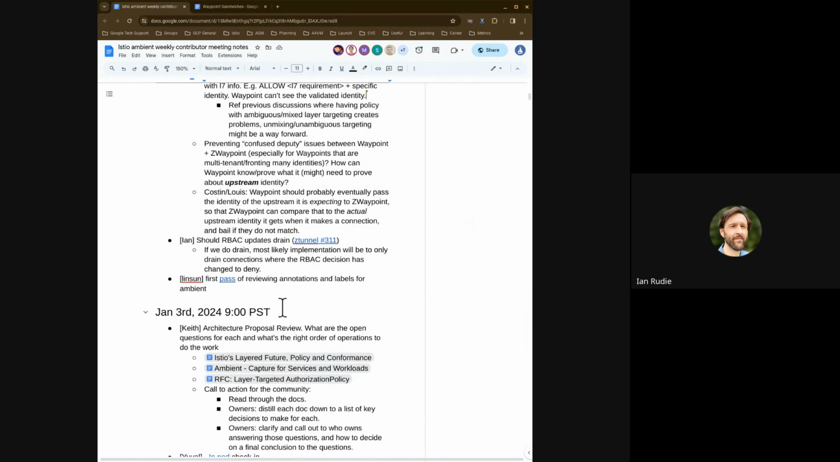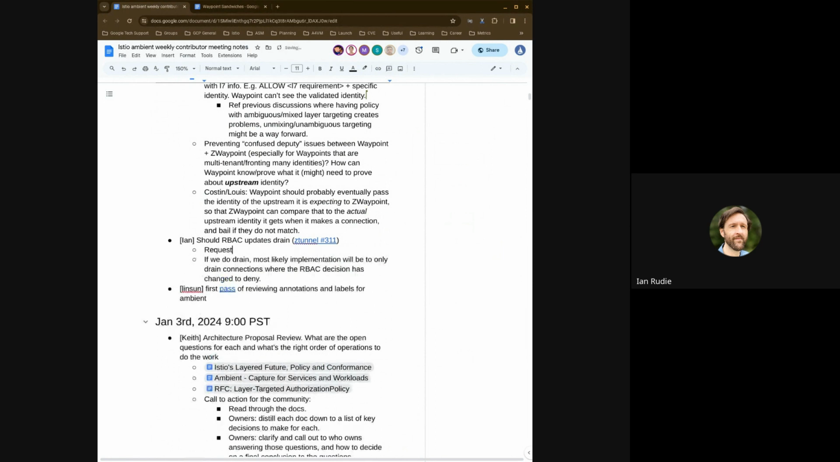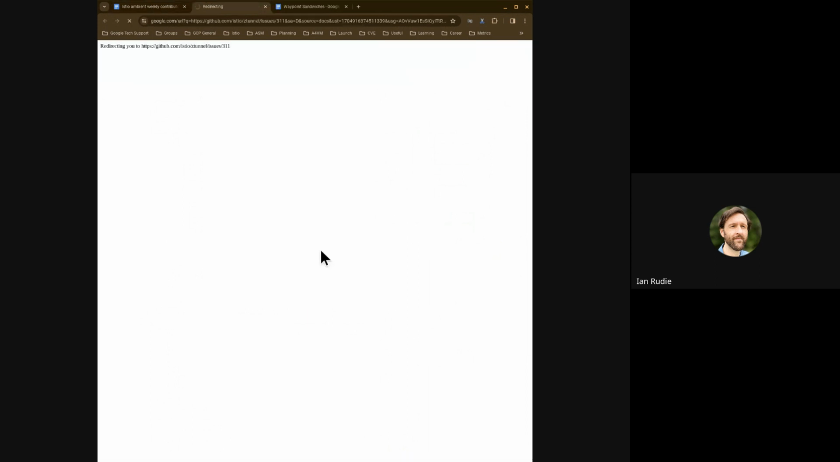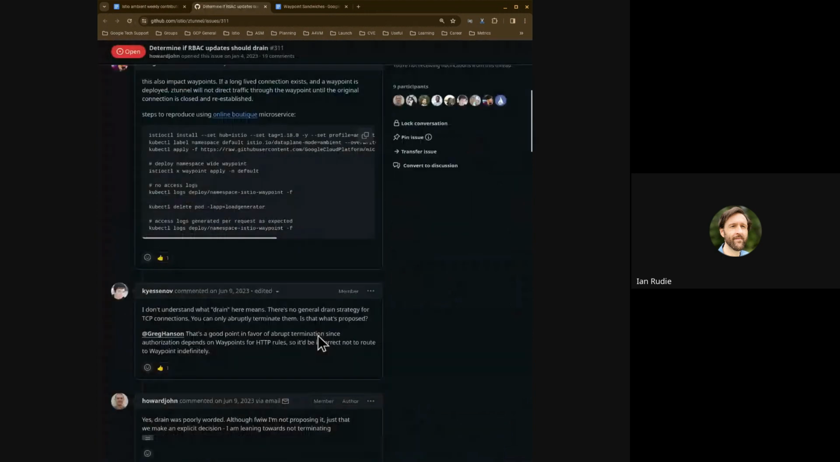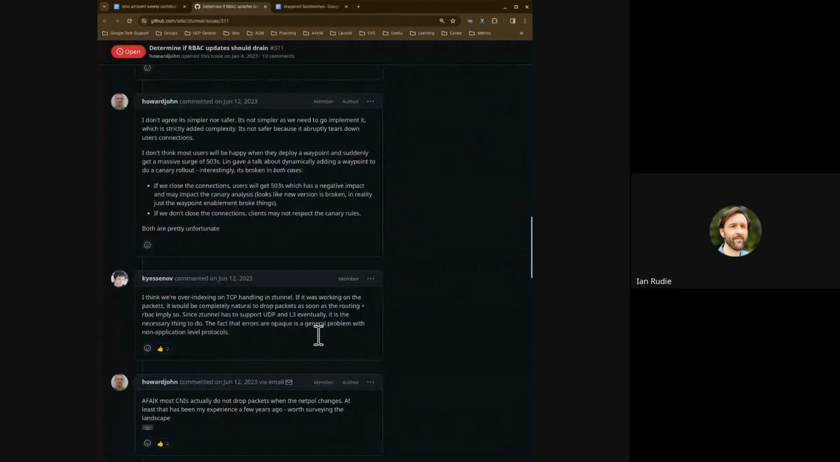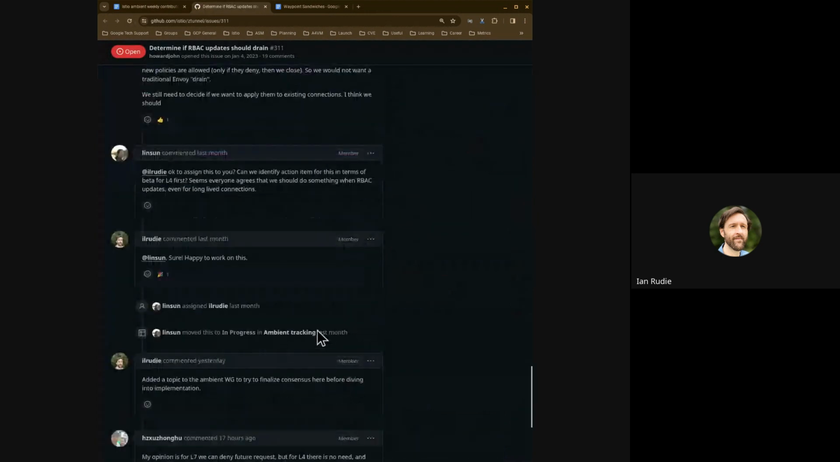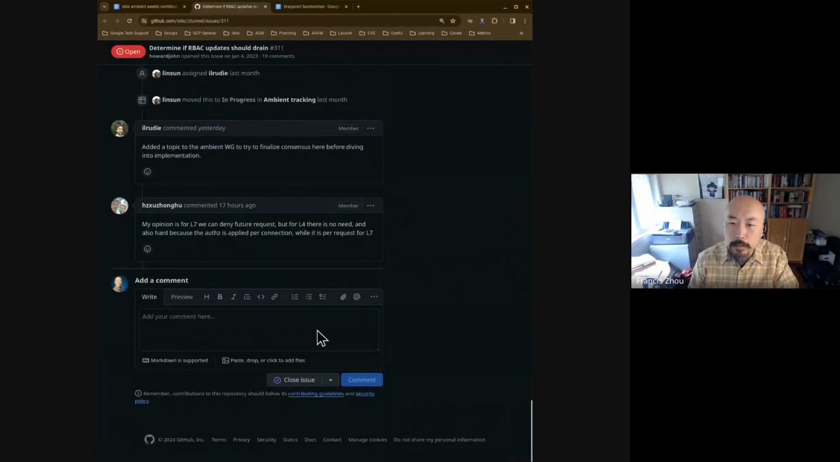But basically, we have a question outstanding for Z-Tunnel. It's basically if RBAC is updated, should we close the existing connections or let them live on? And if you have strong opinions about this, please put them in the issue ASAP. Right now, we are leaning to we should close, I think.